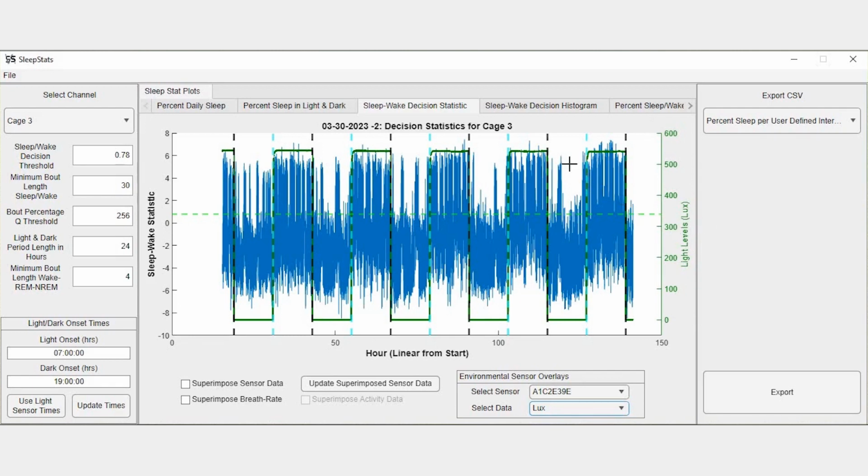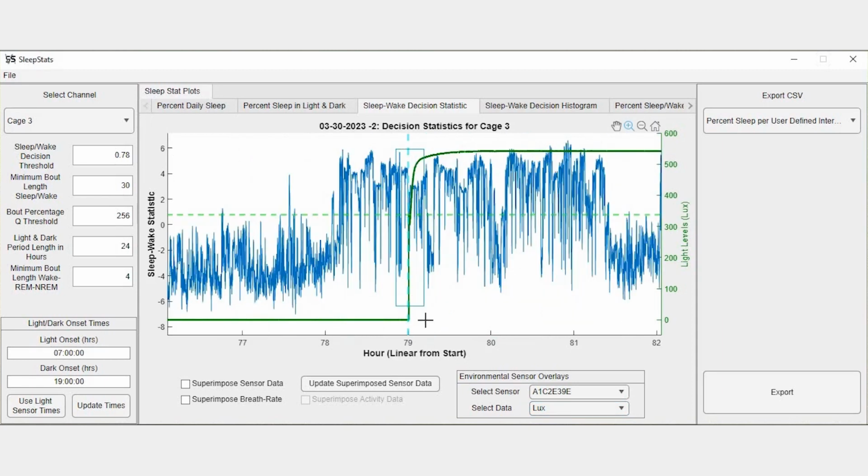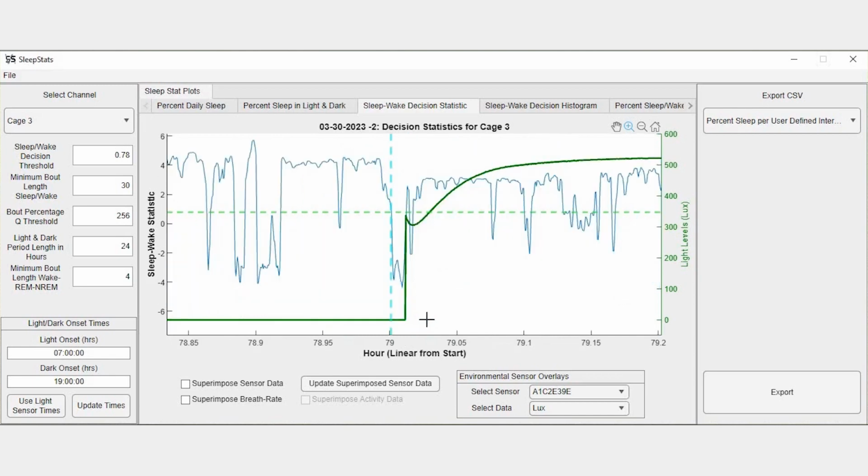As you can see, the lights went on close to the scheduled onset times provided during the recording session setup shown here. Let's zoom in on one of the transition points. We can see there is a slight delay from when the lights actually went on, as well as a warm-up period for the lights to reach a steady state value.